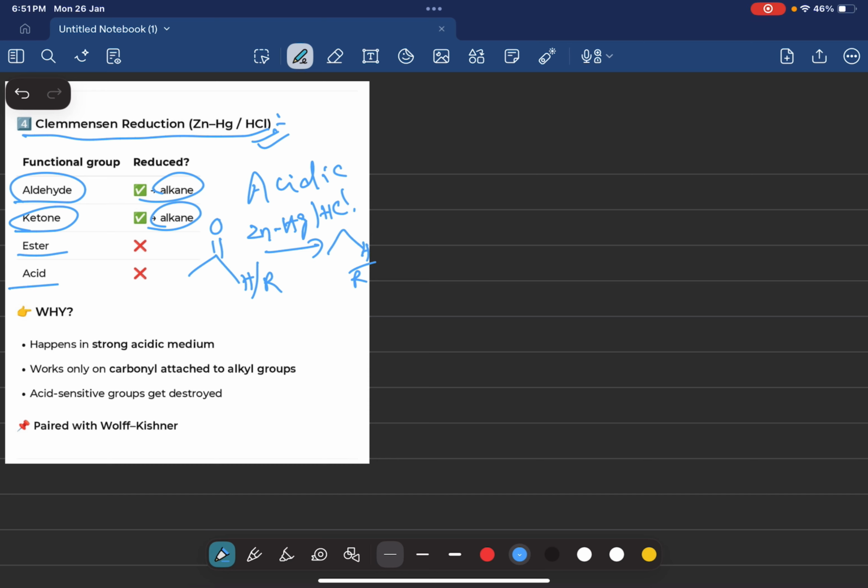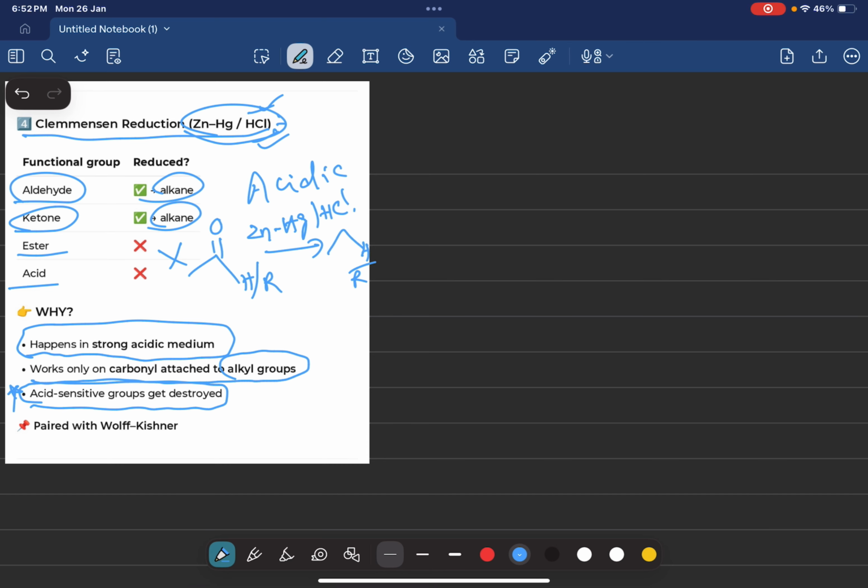Esters or acids won't reduce with this method because it's already using acid. So I will tell you what that is. It happens in strong acidic medium and works only on carbonyl groups attached to alkyl groups, meaning aldehyde or ketone. Acid sensitive groups get destroyed, very very important here. Based on this, questions have come multiple times in JEE and NEET. So acid sensitive groups get destroyed, which means strong acidic medium is required for this.